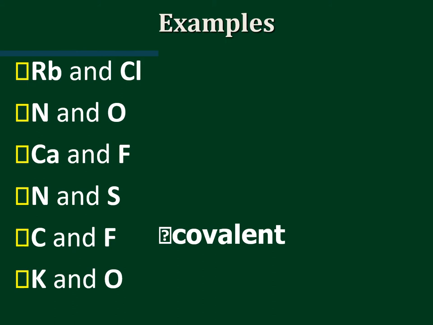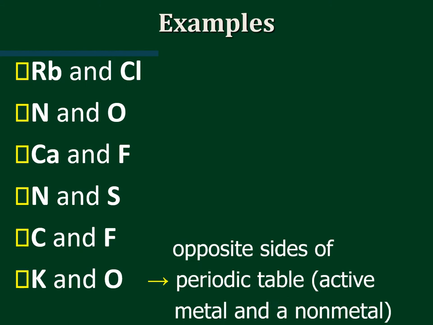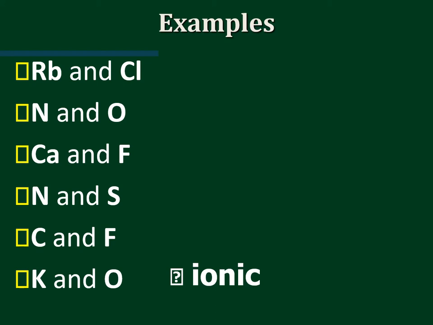Then we have calcium, potassium, and oxygen. So opposite sides of the periodic table, active metal and a non-metal, so they are both ionic in bonding.